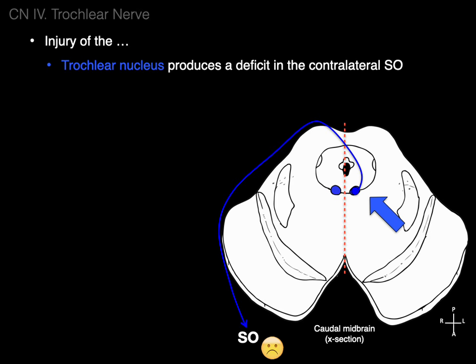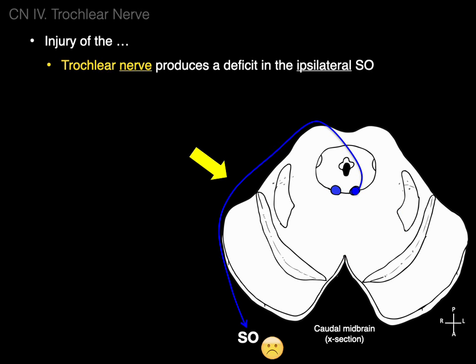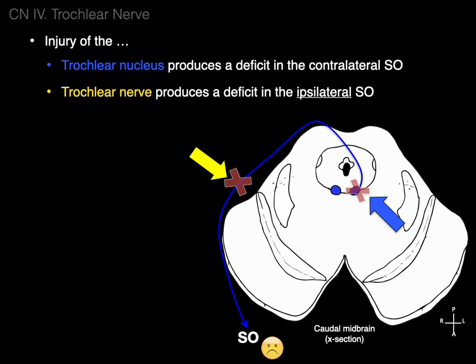Injury to the trochlear nucleus produces a deficit in the contralateral superior oblique. That's why the sad face. In contrast, injury to the trochlear nerve in a peripheral setting produces a deficit in the ipsilateral superior oblique. Compare and contrast the trochlear nucleus to the trochlear nerve injury.